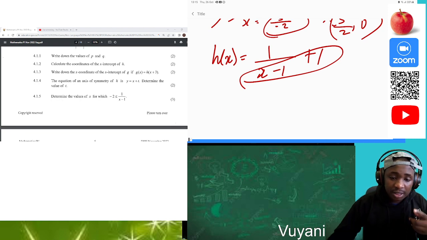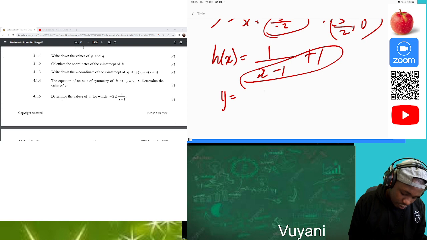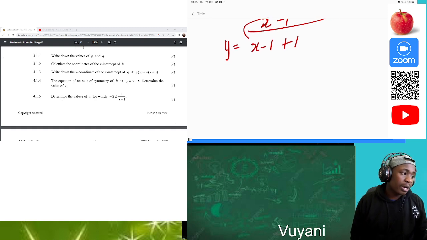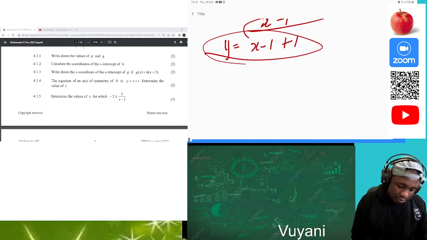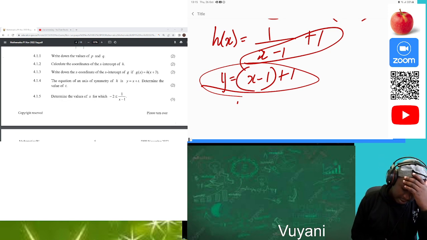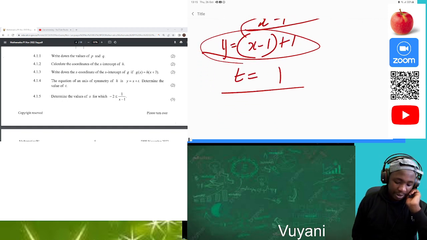Let's double check that. So we have y equal to x minus 1 plus 1 there, so that we can get our correct values. After that, we can substitute this, then we get our correct answer. Then definitely our t is just equal to 1. Then we are done.